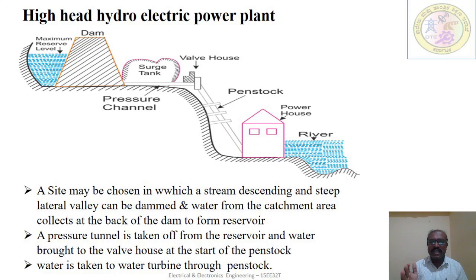It is built just before the valve house to protect the penstock from bursting in case the turbine gates are suddenly closed. The turbine gates are suddenly closed due to the electrical loading being thrown off. If the load on the generator is reduced, that means the water flow through the penstock to the turbine is stopped or reduced.